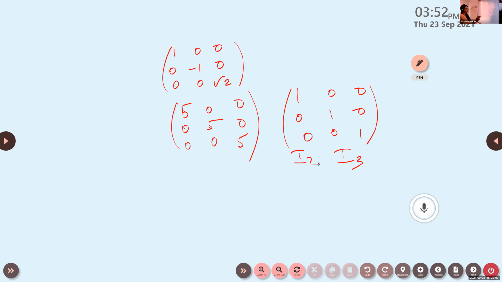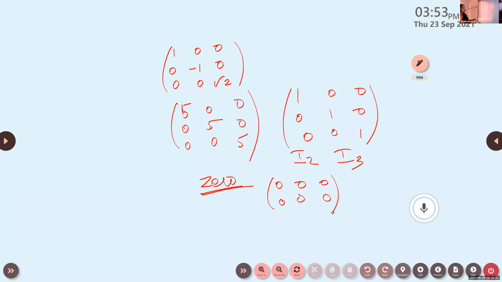And next is zero matrix. Zero matrix is a rectangular matrix. It's not a square matrix. It is a rectangular matrix in which all the entries are zero. It may be a 2 by 3 matrix or 3 by 2 matrix. So zero matrix may be a rectangular matrix.